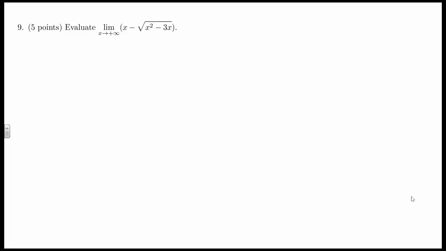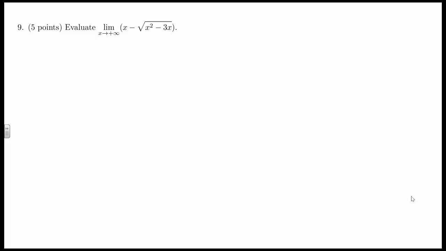Here is problem number 9 from the assignment sheet. In this problem, we're approaching infinity, and we have something that looks like infinity, and as this goes to infinity, that's going to be infinity.